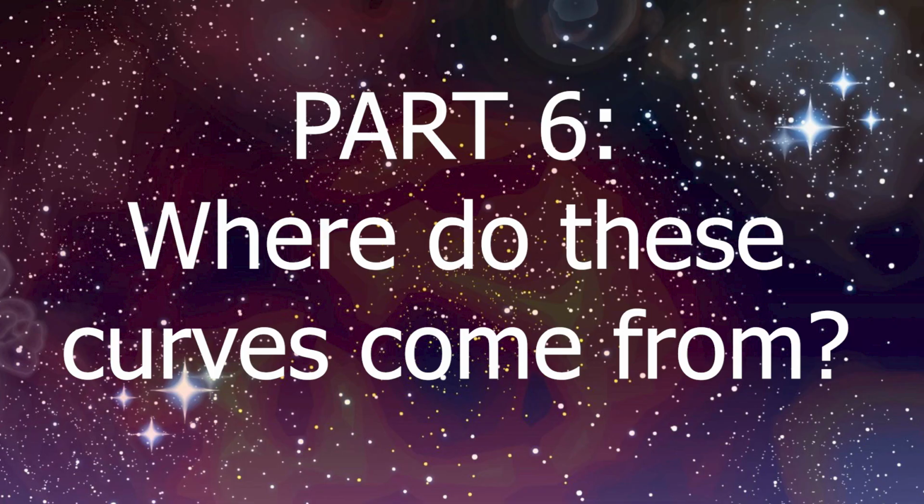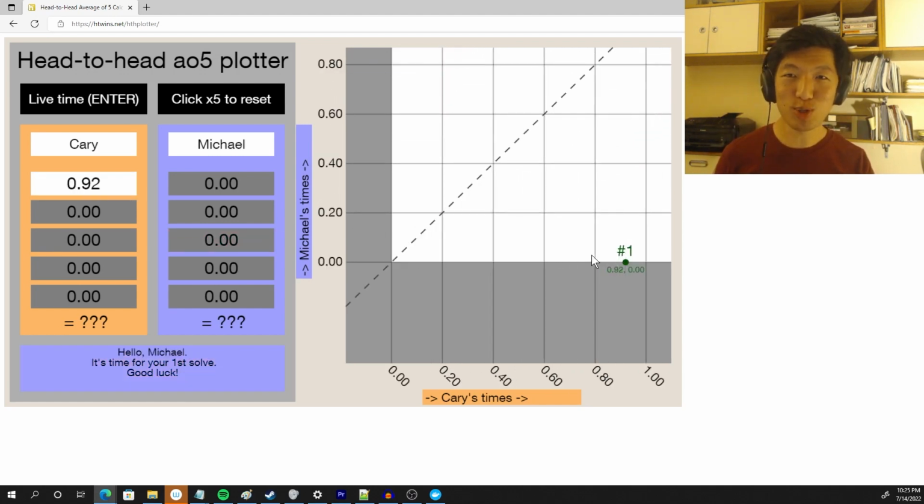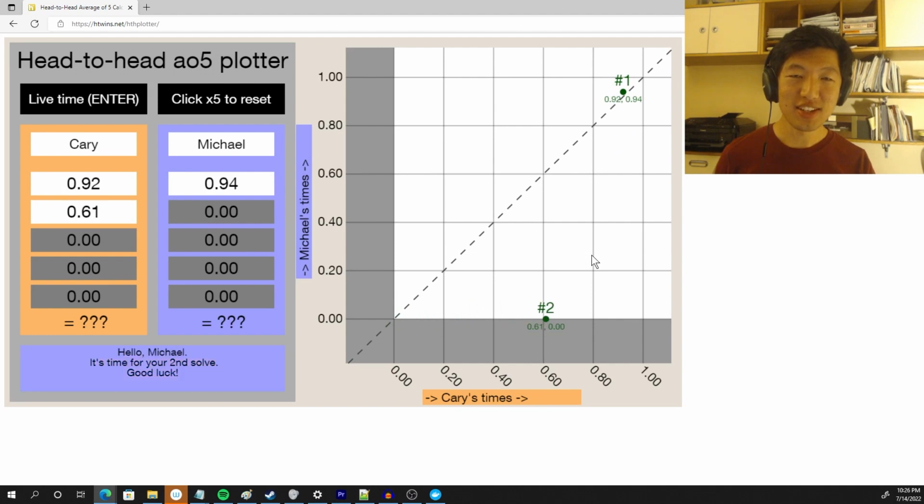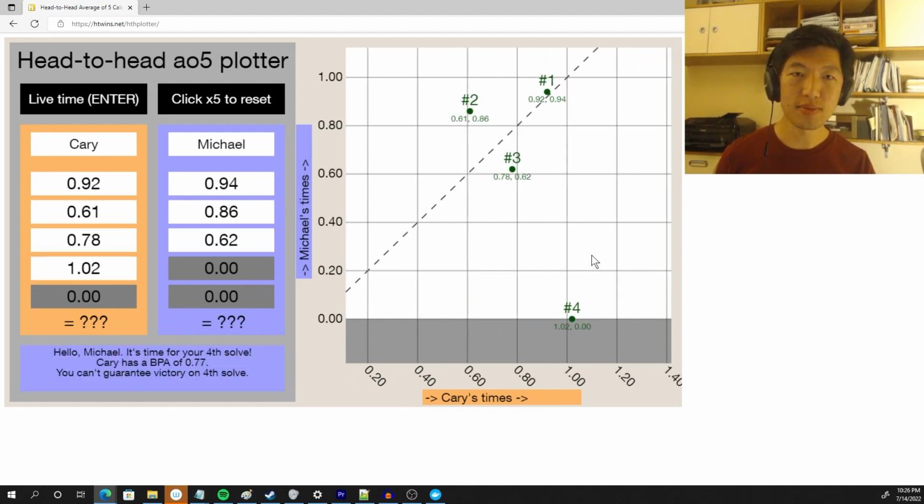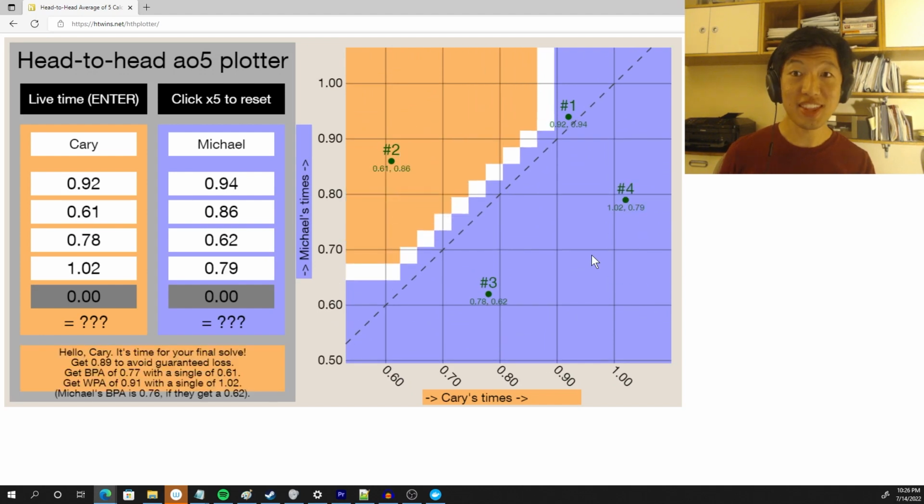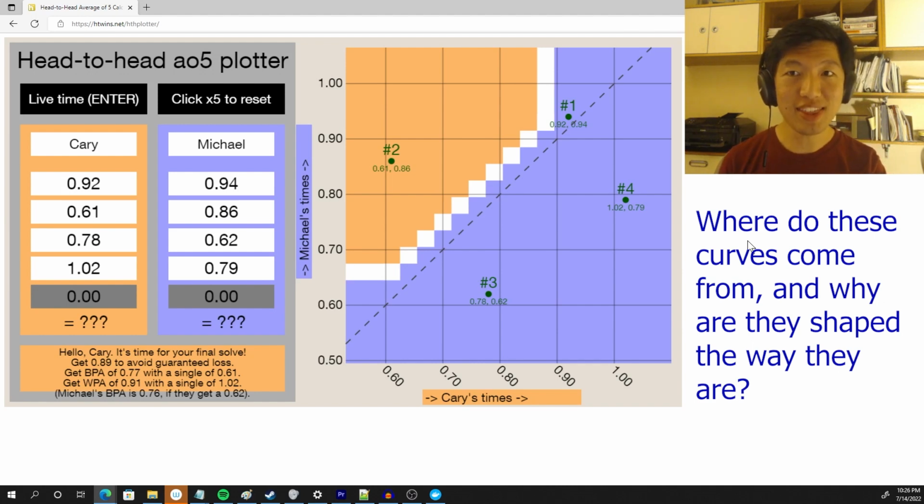Part 6. Where do these curves come from? So now that I've covered the basics, it can be fun to just spam space and see what sort of curves you get. Like that. But this can lead us to the question, where do these curves come from and why are they shaped the way they are? Now, if you just want to use this tool to get your information, you can leave this question entirely unanswered. But if you're interested about math, let's look into it.